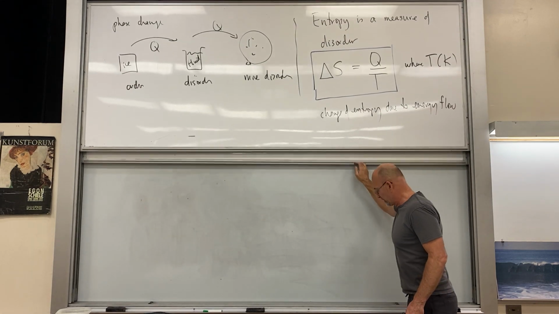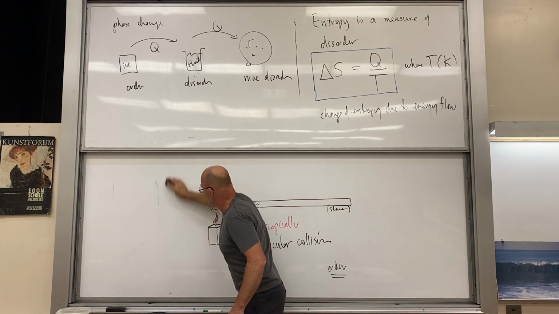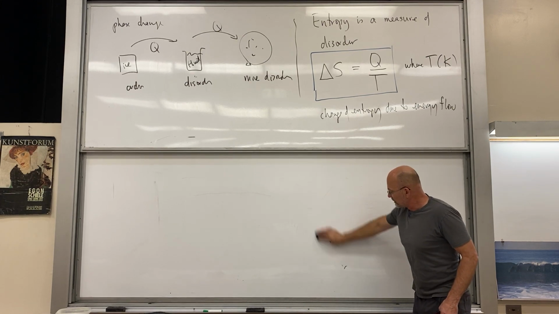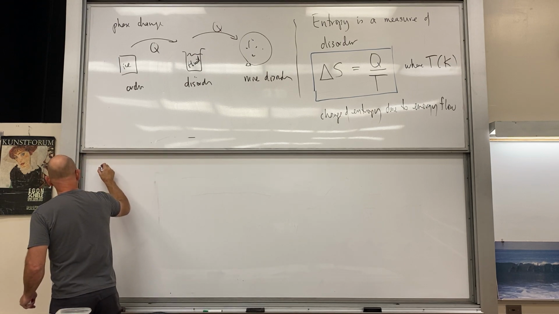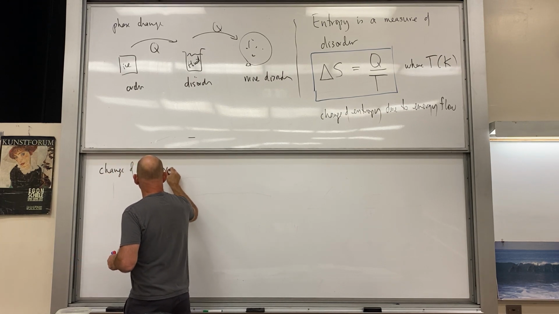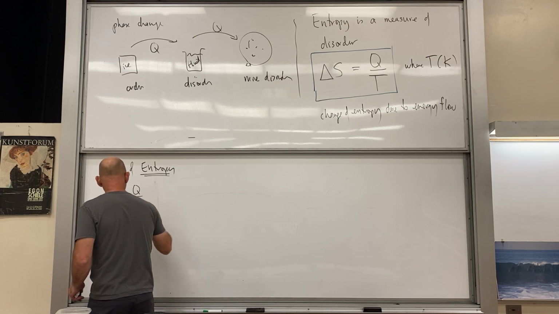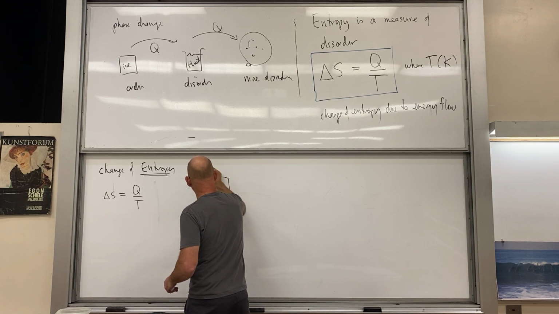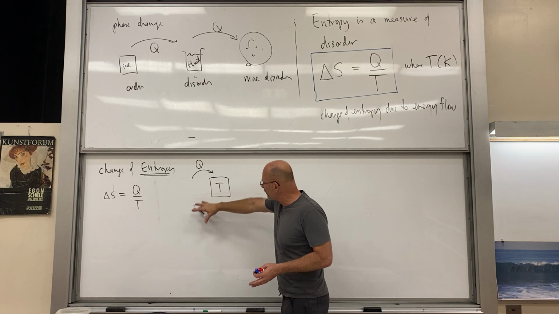So let's open up another board. Like I said, in the book you'll find this towards the end of chapter 12. Okay, so let's do this: change of entropy and the rules that go with its calculation. So once again, what I just had up there, delta S = Q over T, and we're looking at Q flowing into an object of temperature T. So say energy is flowing into something.